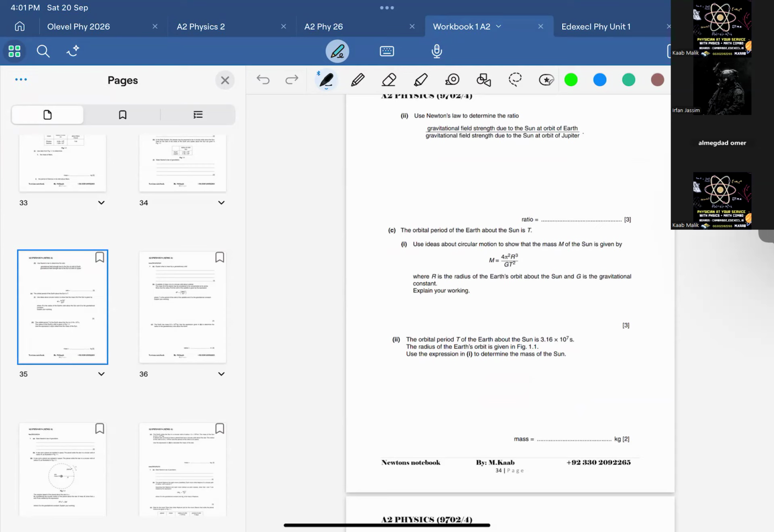Where is your group? Documents, gravitational field. There you go. Did I send you the workbook, right? Book one. Yep. So just try the questions, guys.